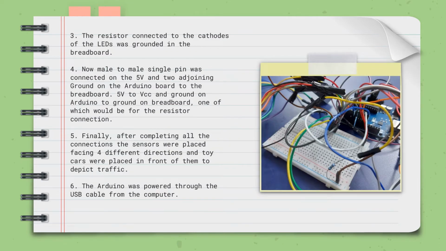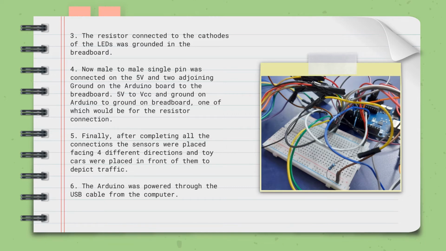The resistor connected to the cathodes of the LEDs is grounded on the breadboard. Now male-to-male single pins were used to connect the 5-volt and ground on the Arduino board to the breadboard, 5-volt to the VCC and ground on Arduino to ground on the breadboard.